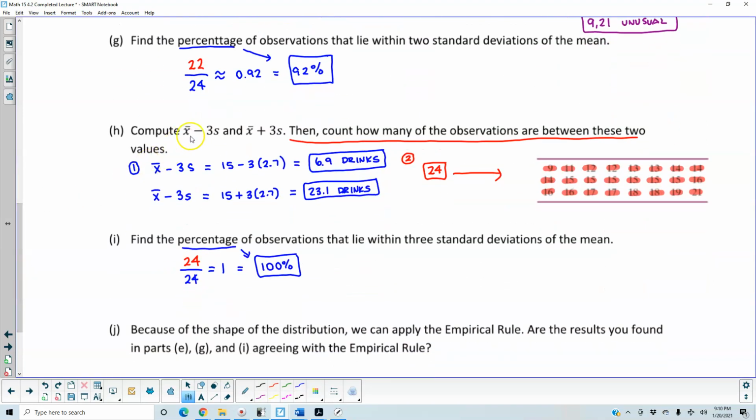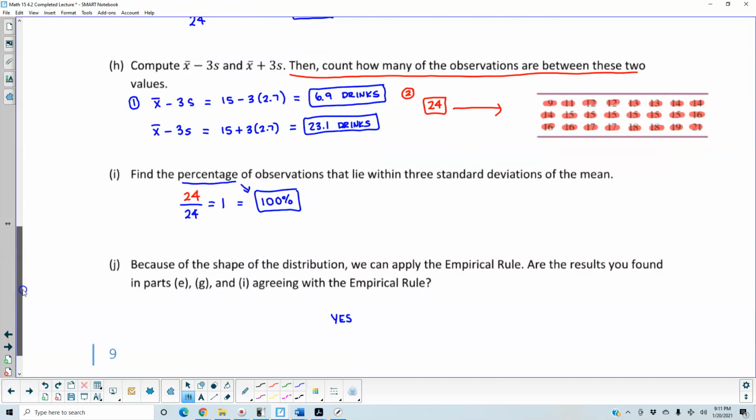In part H, now we're going to take the mean and subtract 3 times the standard deviation, and add 3 times the standard deviation to the mean. So 15 minus 3 times 2.7 gives us 6.9 drinks, and 15 plus 3 times 2.7 gives us 23.1 drinks. That means all of the numbers between 9 and 21 fall within those, which means we have all 24. So to find the percentage of observations that lie within 3 standard deviations of the mean, 24 divided by 24 is 1, which equals 100%.